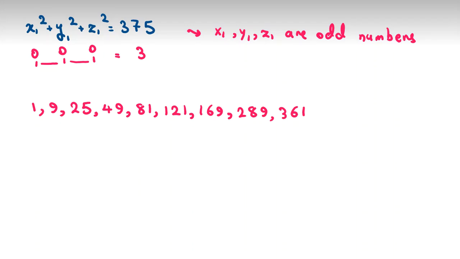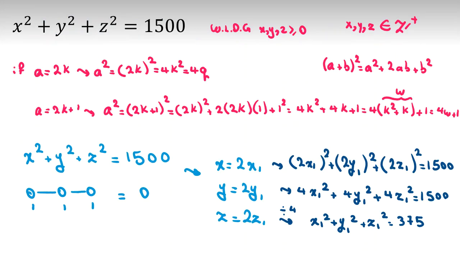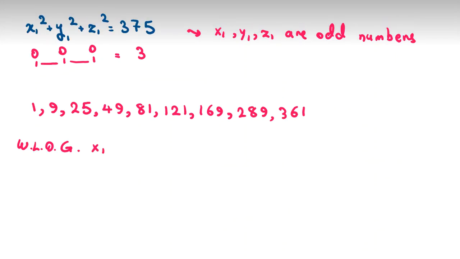Without loss of generality, suppose we consider different cases, for example, the maximum one. We said x1, y1, z1 are at least 0. Here, we can say because they are odd, x1 is greater than or equal to y1, greater than or equal to z1, greater than or equal to 1. Now, if x1 equal to 19, it is 19 squared.